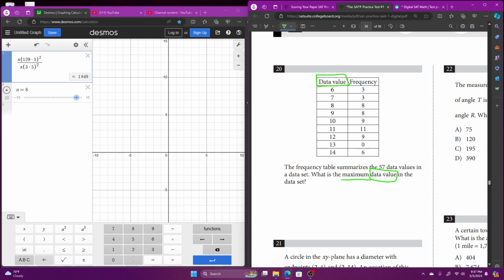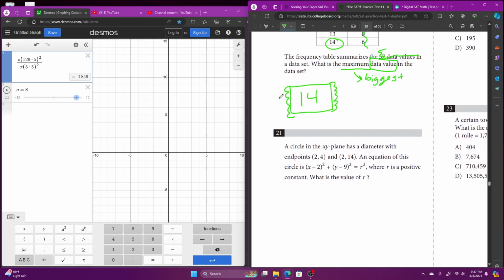These are the data values. It doesn't ask anything about the frequency. Just what is the maximum data value? What does maximum mean? It's just the biggest, right? What's the biggest data value? It's 14. I think that's one of these deceptively easy SAT questions. You don't really expect to see a question that easy on the SAT.